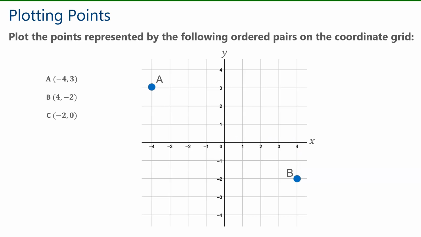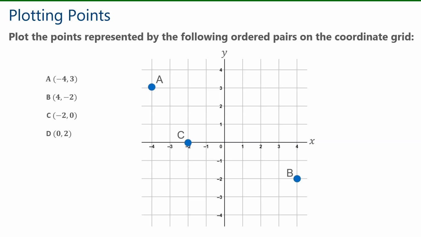Point C has coordinates -2 and 0. To get to point C, we start at the origin and move 2 units to the left, but we don't need to move up or down. C would be located here. C is not located in either quadrant because it's right on the border between quadrants 2 and 3.